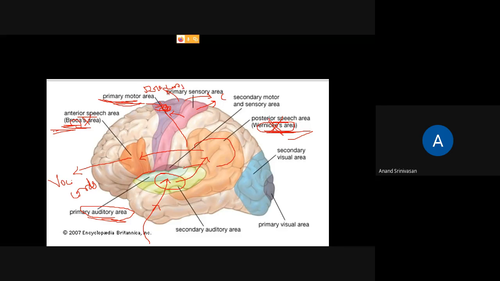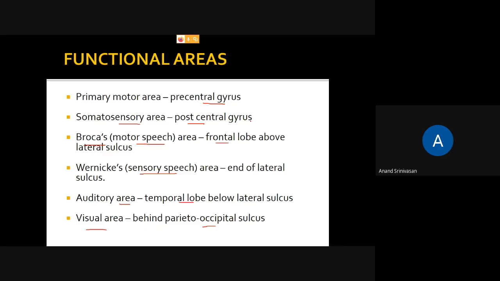All right. So sometimes your questions might come like this. A person is coming, and he is unable to understand or he gives a wrong answer. So which area of the brain is damaged? You should also know where it is located. The Wernicke's area is located at the end of the lateral sulcus, whereas the Broca's area is located in the frontal lobe above the lateral sulcus. The auditory area is in the temporal lobe.